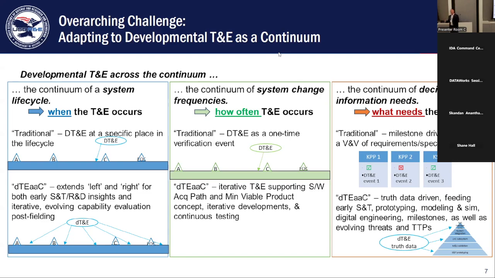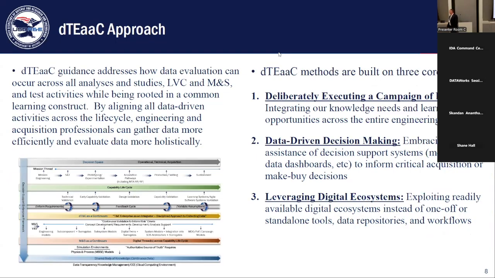We're going to need to, as a community, think about how are we adjusting to continuously provide good data at minimum cost, right? We still want to optimize it, so we don't want to do unnecessary testing, but to provide information for all these times and sources or customers. So the approach that the leadership wants folks to focus on is providing data support, again, all analysis and studies, LVC, M&S, other test activities, have a sort of a campaign of learning construct across the life cycle, enable data-driven decision making, right, to inform decisions better and exploit digital ecosystems. So, exploit digital engineering and M&S and data dashboards and all that kind of stuff.